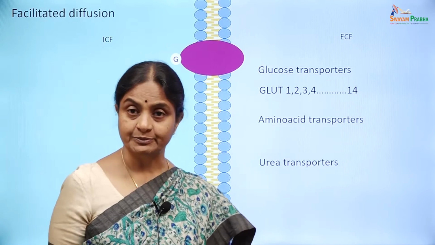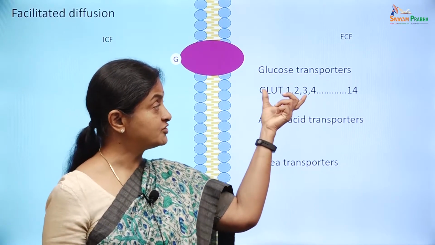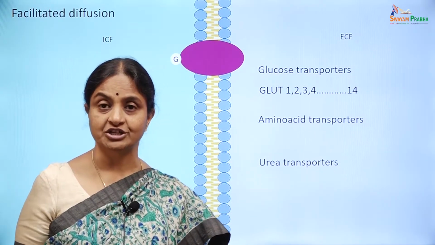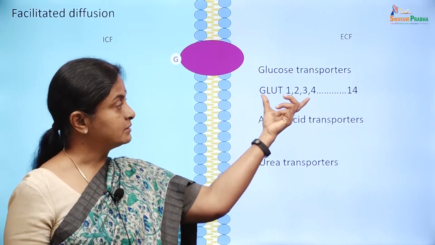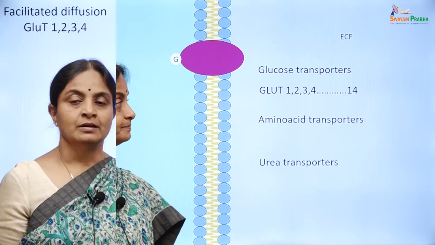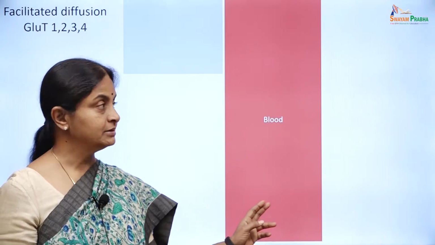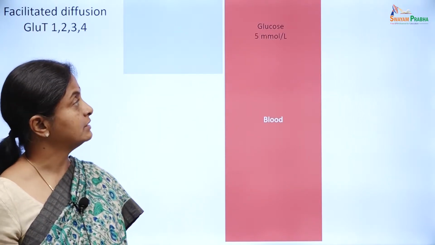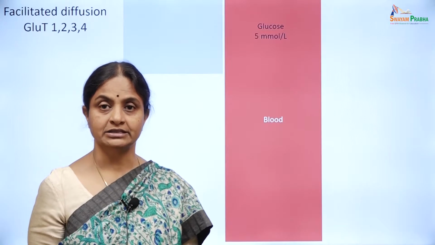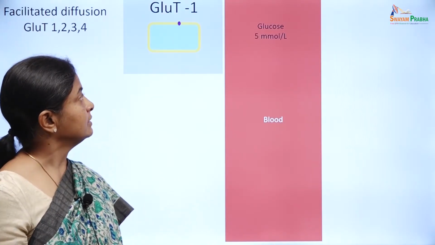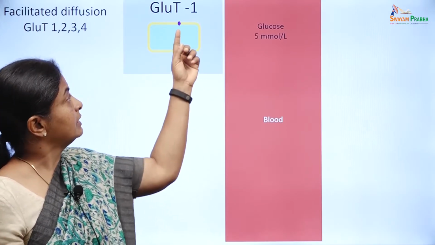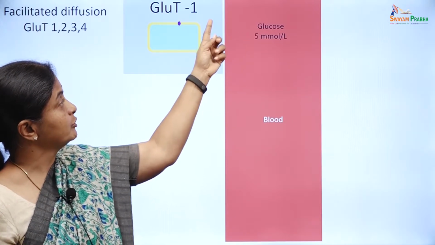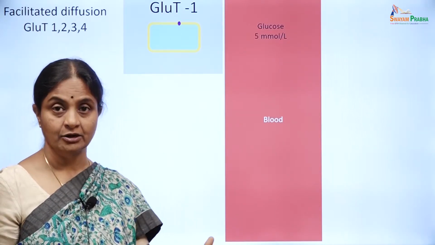There are about 14 subtypes of the glucose transporters, but the first 4 have been known for quite some time, and the others have been recently identified after the Human Genome Project. We'll look at glucose transporters 1, 2, 3 and 4. I have shown the blood compartment here because glucose moves from blood into extracellular fluid and then into cells. The concentration of glucose in blood is about 5 millimoles per liter. And glucose transporter 1 is located on the cell membrane, which would take up glucose from the ECF and move it into the cell along its concentration gradient.